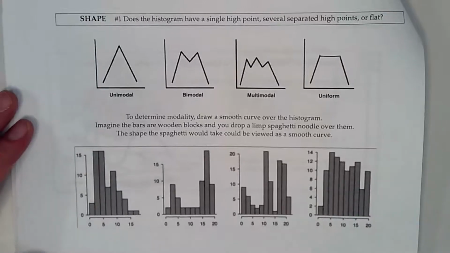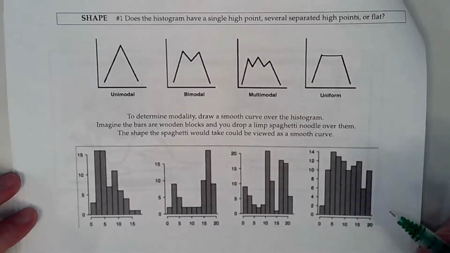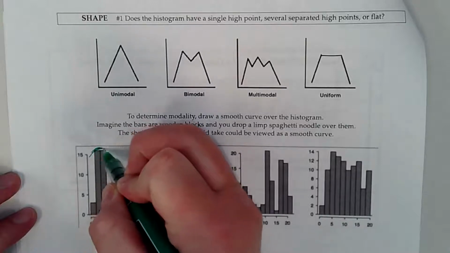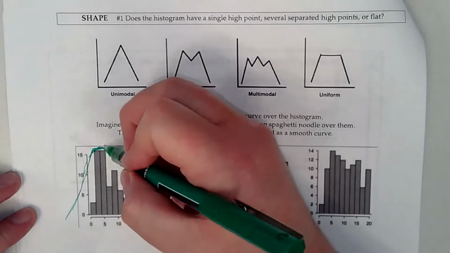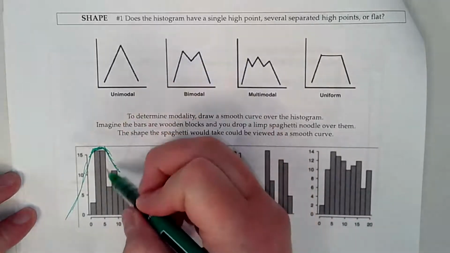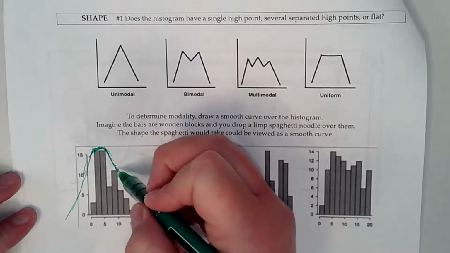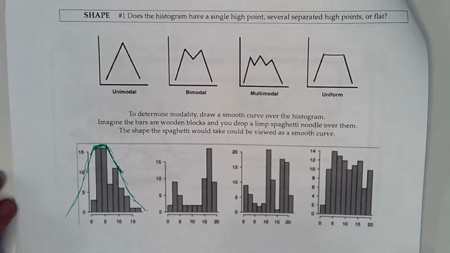All right, so hopefully you took a look at those, maybe made your best guess, but let's go ahead and look at these together. So this first one, if I laid that spaghetti on it, the first place it would hit is this highest point. And then that spaghetti is going to drape down on the one side. And as it comes down here, there is a little bar that's shorter here, but it's most likely just going to touch the edge of this one and come down. So this one looks like it's going to be unimodal.